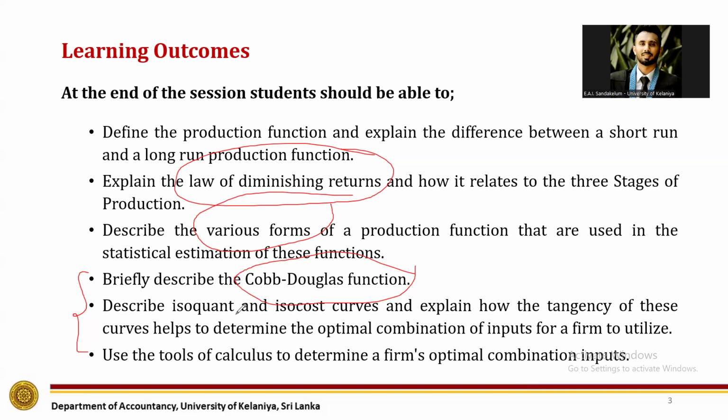You need to identify isoquant and isocost curves, and explain how the tangency of these curves determines the optimum quantity of output. Because the more output we can produce, out of this you need to produce the most profitable output for the organization. And the final thing is, being a manager, you need to determine which quantity you are going to produce by using the minimum inputs.